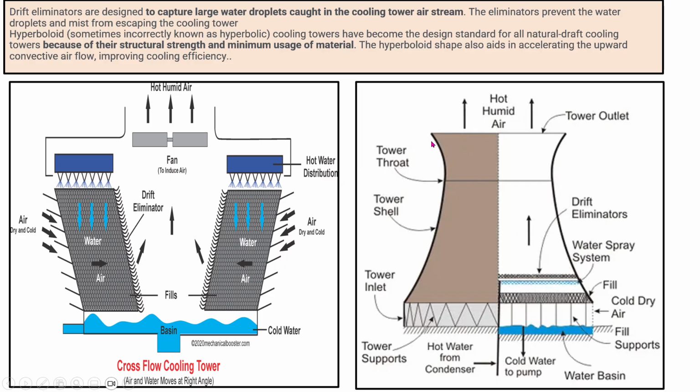And here is a type of cooling tower, the concrete natural draft cooling tower. The shape of this is hyperboloid, or sometimes it is incorrectly known as hyperbolic. This shape has become the design standard for all natural draft cooling towers because of their structural strength. If it is cylindrical, the structural strength will not be so much. With the hyperbolic shape, the circular strength will be more, with minimum use of material. The hyperbolic shape also aids, as the air passes through it like a convergent divergent nozzle, so your air velocity will be much higher, and the efficiency of the cooling system will be high.